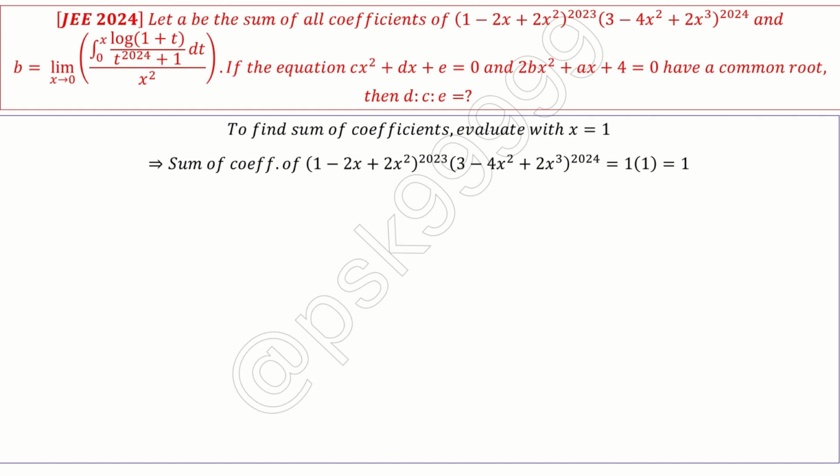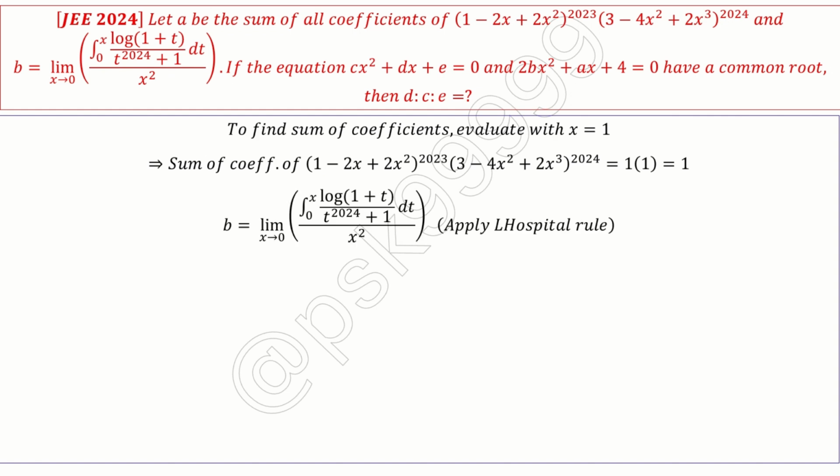Okay, so the sum of coefficients of the given expression is, if I substitute x equal to 1, I get 1 to the power of 2023 into (3 minus 4 plus 2), which is also 1. So 1 to the power of 2024, which is 1, into 1, that is 1. Okay, so a is 1. Okay, now second part, b is equal to limit x tends to 0 of the integration of this value dt divided by x squared. Now if I substitute x equal to 0, what happens? The integration will become 0 to 0, which obviously will become 0. So it is a 0 by 0 form.